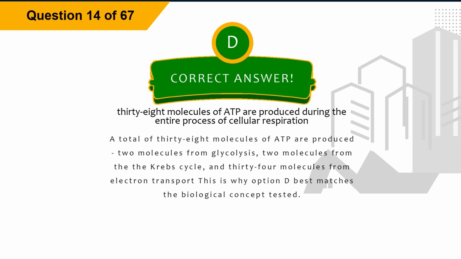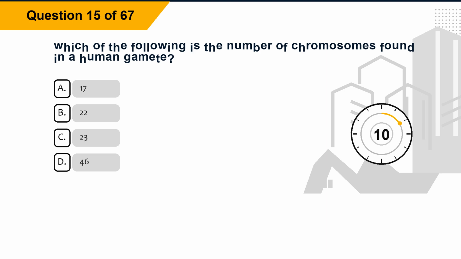Explanation. A total of 38 molecules of ATP are produced, 2 molecules from glycolysis, 2 molecules from the Krebs cycle, and 34 molecules from electron transport. This is why option D best matches the biological concept tested. Question 15. Which of the following is the number of chromosomes found in a human gamete? Option A, 17. Option B, 22. Option C, 23. Option D, 46.